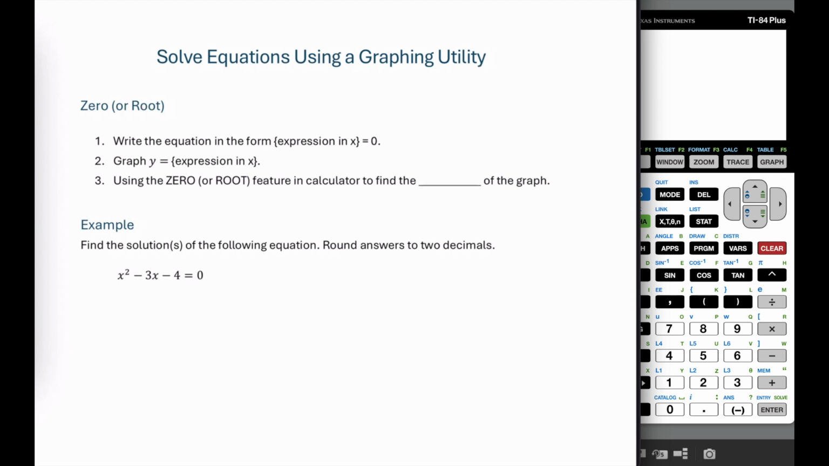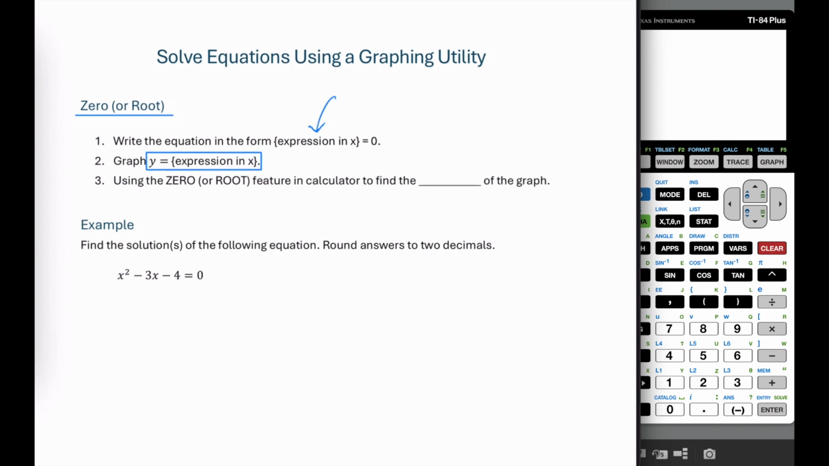We're using a graphing utility to help us find the solution to the following equation. One way to do this is to use the zero feature on a calculator, which might also be called the root function if your calculator is older. We'll start by setting the equation equal to 0 by moving all terms to the other side of the equation.